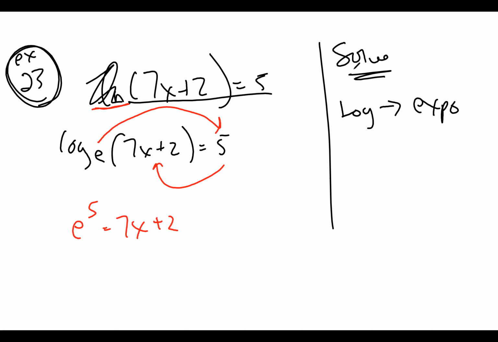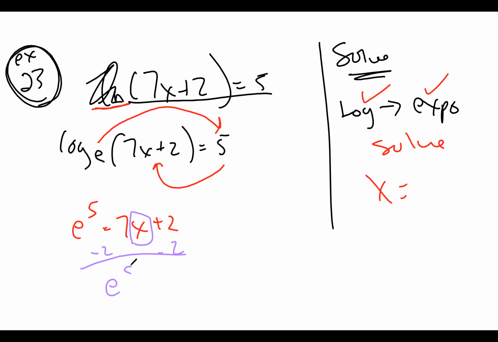Now, out of all of this, so we went from log to expo, check. Now we have to solve. And I need x equals. And so if I look for x, it is stuck right here. And so we're going to forget the whole idea that we're doing logs, and we're going to think way back to like day 1. How do you solve this for x? What do I need to do? Subtract 2. Okay, so I do that to both sides. So that's going to give me e to the 5th minus 2 equals 7x.